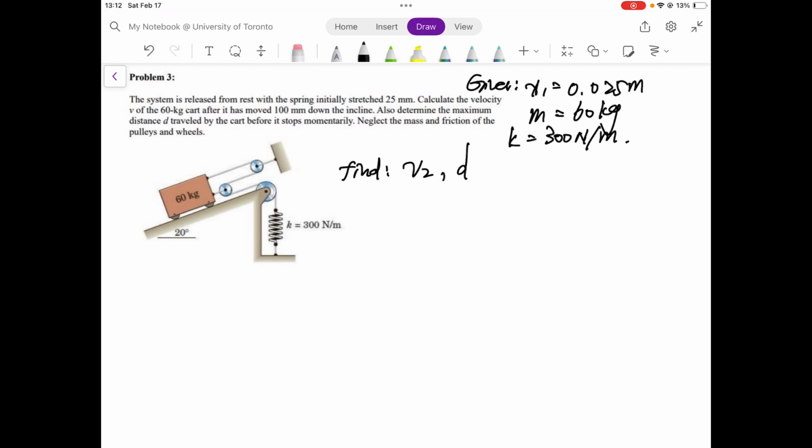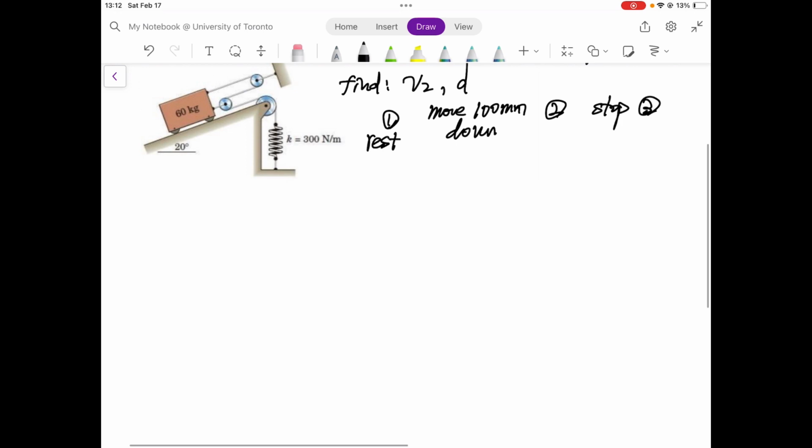Apparently there are 3 stages of the cart. At state 1, it will be at rest. After it moves 100 millimeters down, we have our state 2. After it stops, we have state 3. So we would say from 1 to 2, we have our equation T1 plus V1 is equal to T2 plus V2.